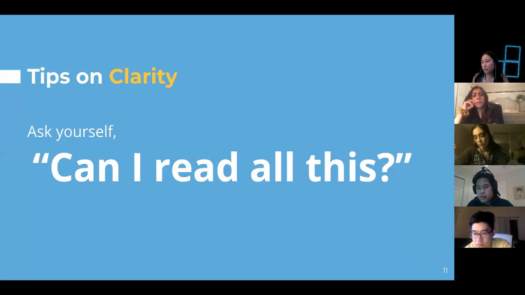But let's transition over to clarity. This is pretty similar to effectiveness, in which the reader needs to be able to look at and immediately understand your chart or graph without struggling at all. When adding each new number, graph, or color, ask yourself, can I read all this?